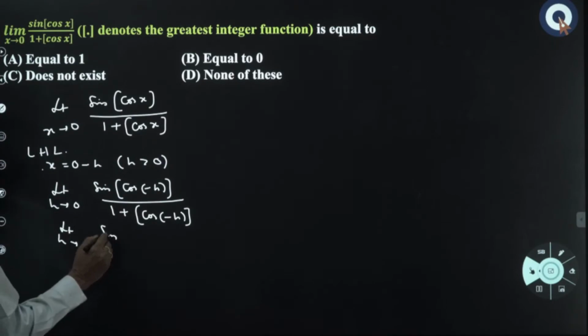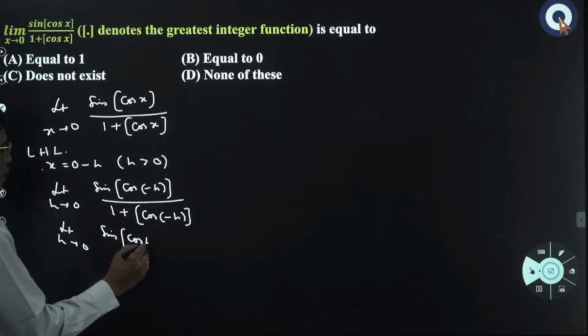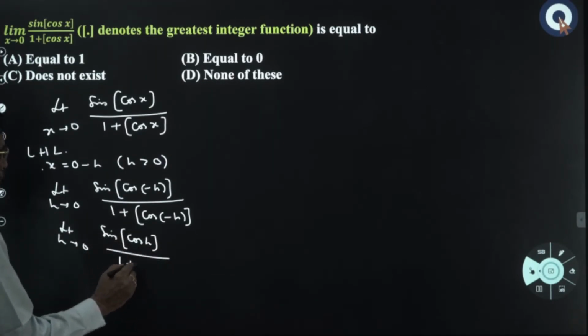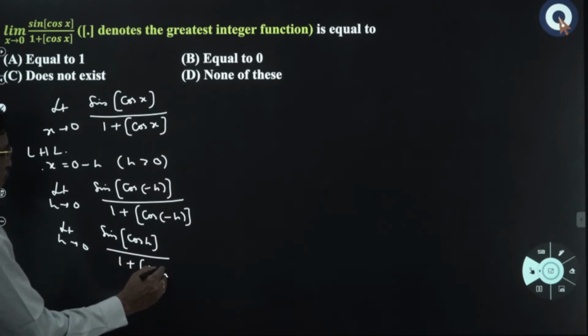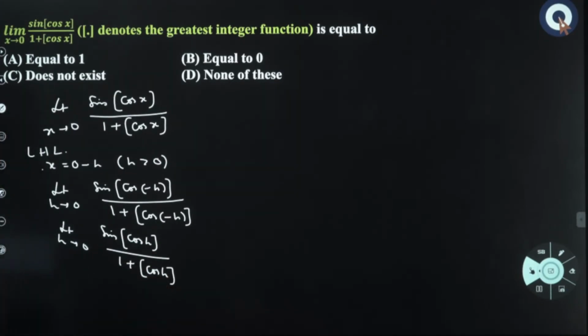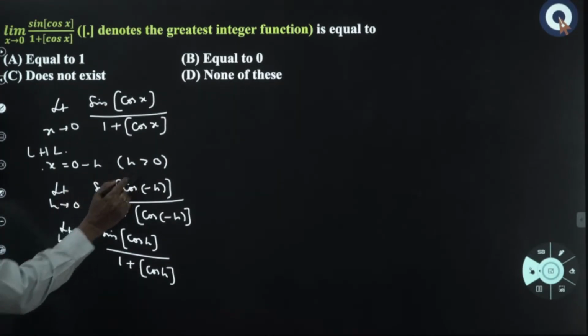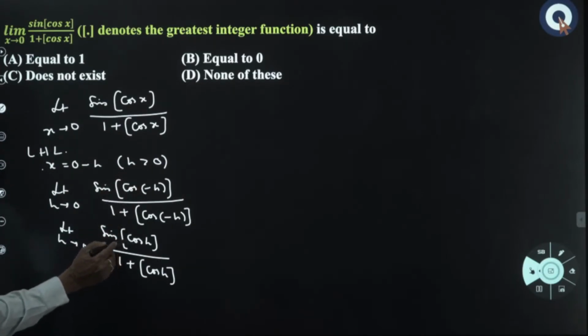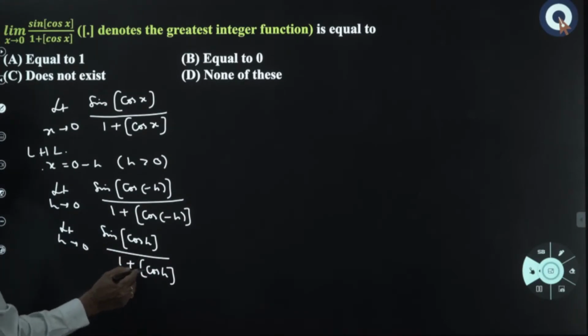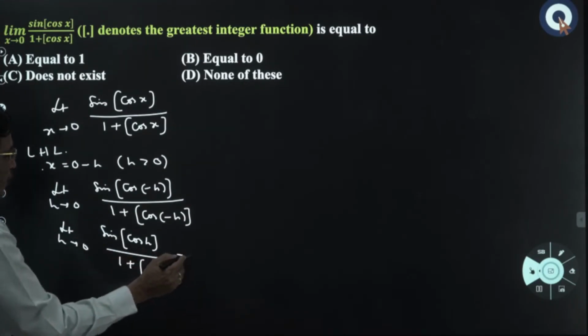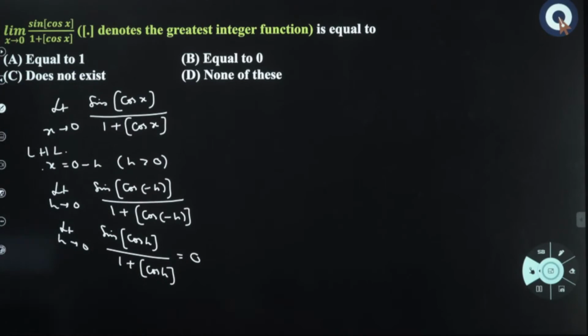This is sine of step of cos h by 1 plus step of cos h. Now, as h tends to 0, h is a positive quantity. So therefore this is slightly less than 1, step of that is 0. So sine 0 by 1, so you get 0. So the left hand limit becomes 0.